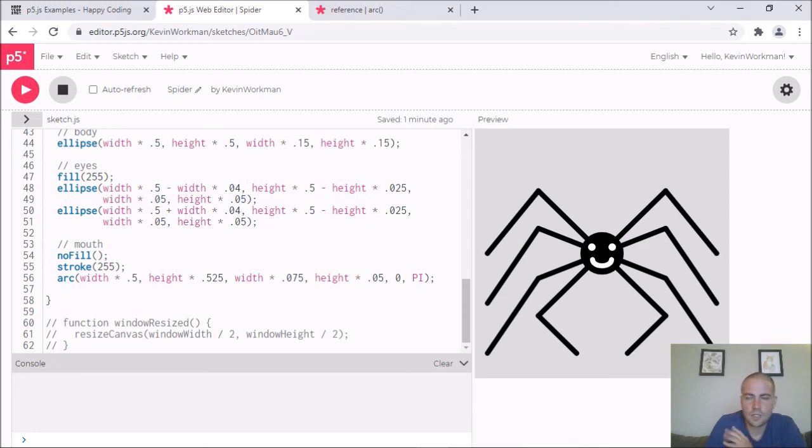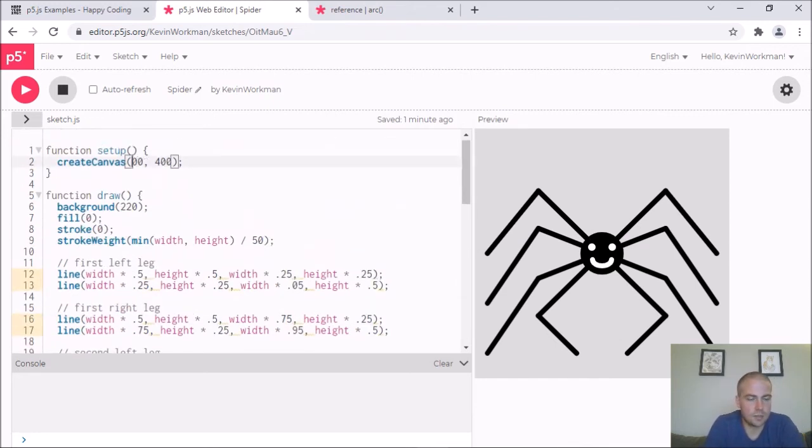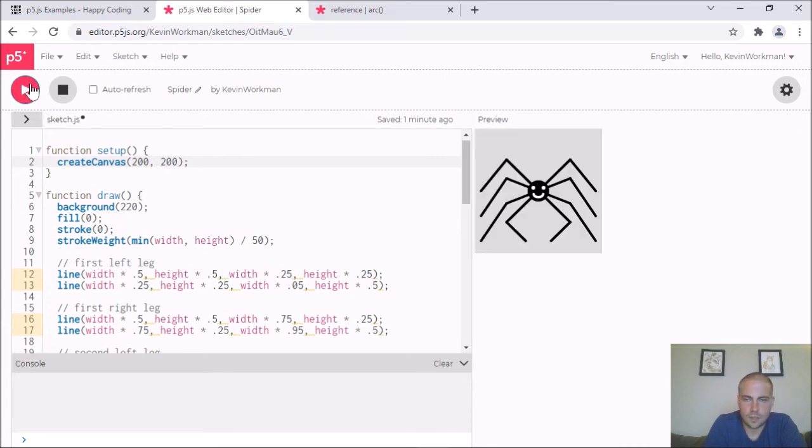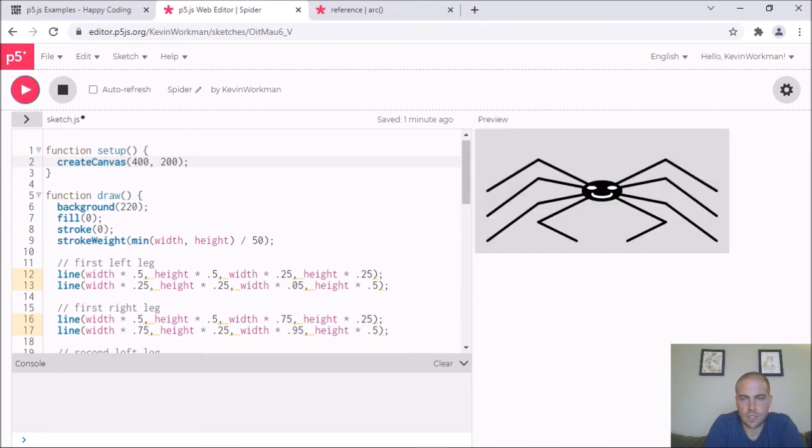So speaking of which, let me double check that everything I just did is right by changing the canvas size. A little goofy looking, but at least it's all lined up. Change the height, change the width, and yeah, I think it's working.